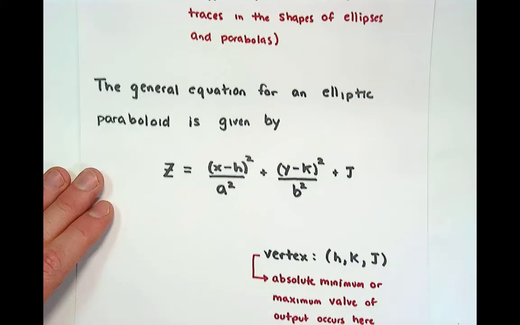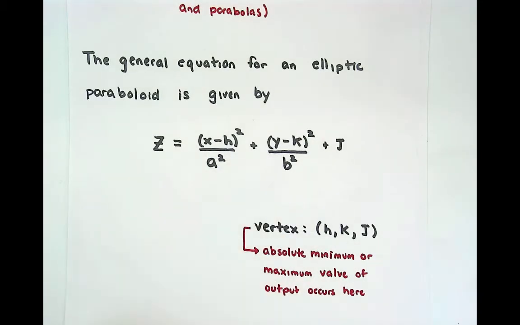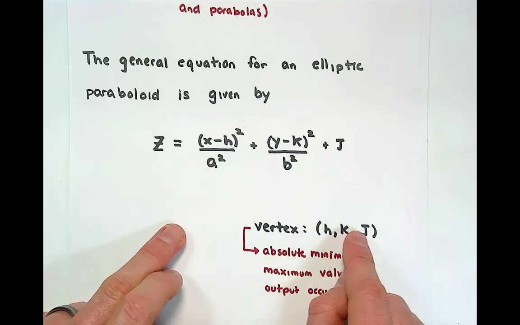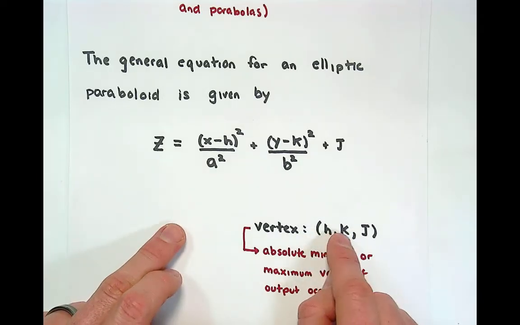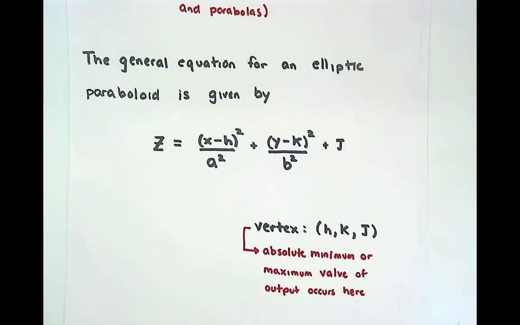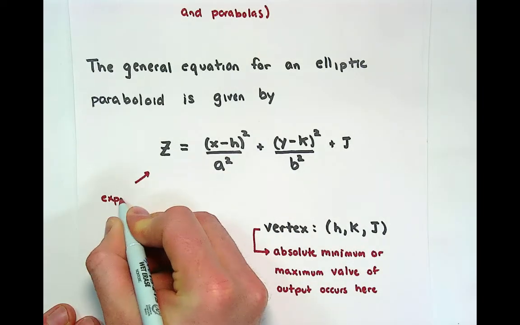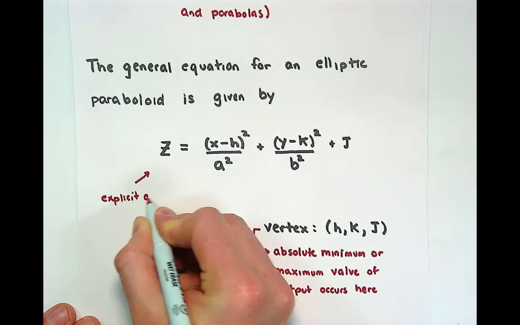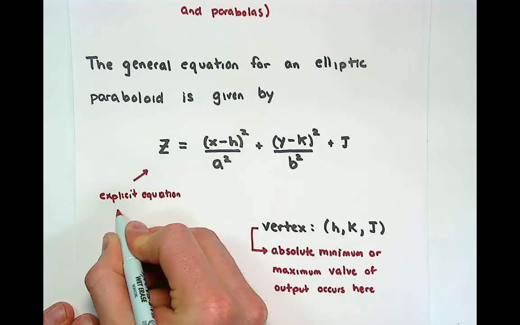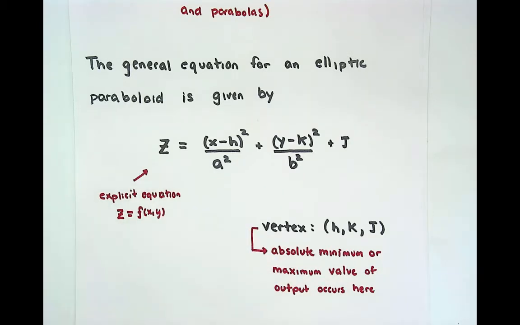One thing that I want to call out is that in this general equation, the vertex of this paraboloid, the point in the middle, is going to be at coordinates (h, k, j). So the x and y coordinates would be h and k, and the z coordinate would be j. Another thing to notice is that we have an explicit function where the output variable is given as a function of the inputs x and y. We said in previous videos this is z equals f of x comma y.